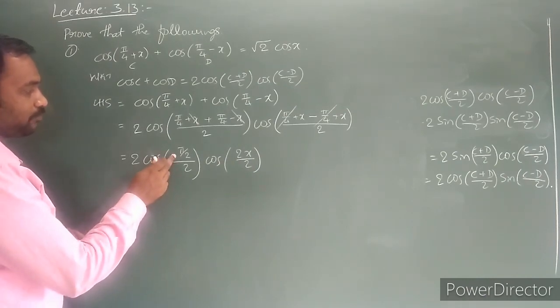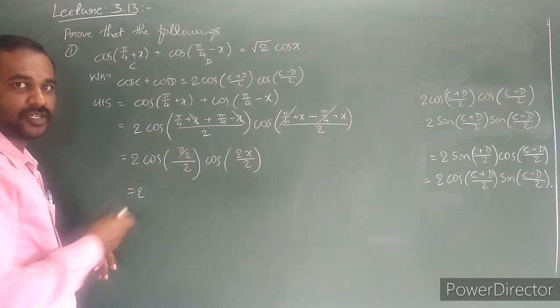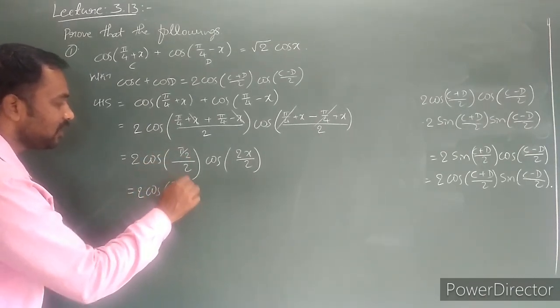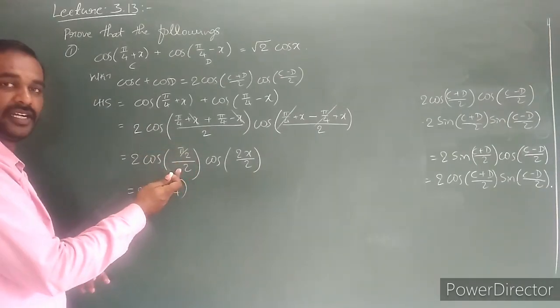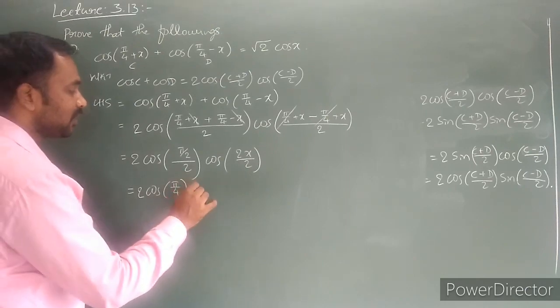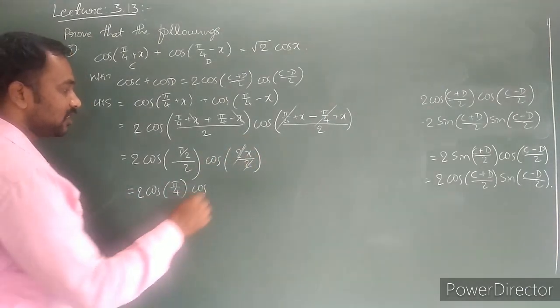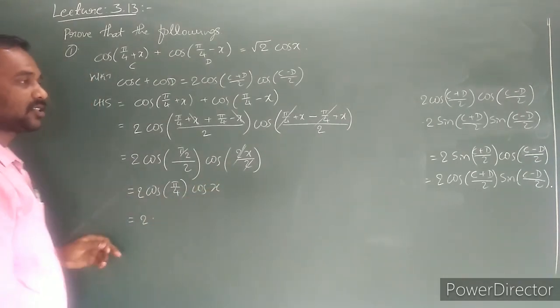2 cos of pi by 2 is 90. 90 divided by 2 is 45, so we can write it as cos of pi by 4. The 2 comes to the denominator. 2 twos are 4, which into cos of x. Here inside the angle, the 2 gets cancelled. What is left? Cos of x is left. 2 as it is, cos of 45.